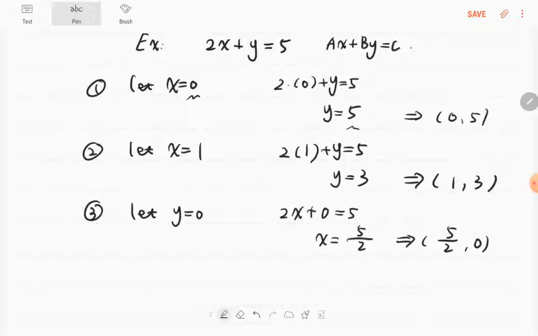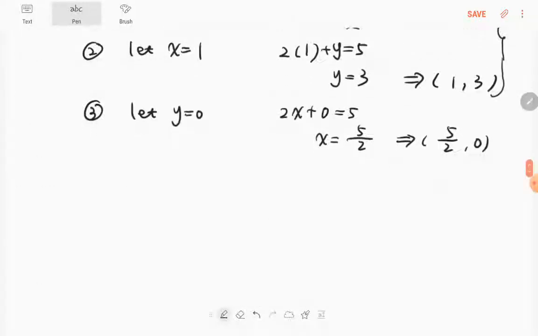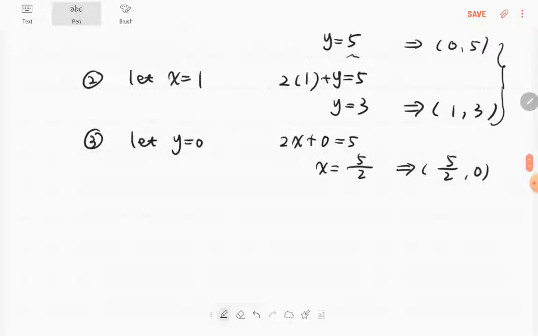But we already know we can use only two points to draw the graph. Two points are already enough to draw a straight line, right? We only use the third point to test if it's correct or not. So we just use the first two points to draw the line, then we use the third point to help us check if it's correct. Then we try to draw the line.